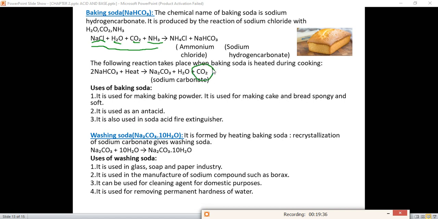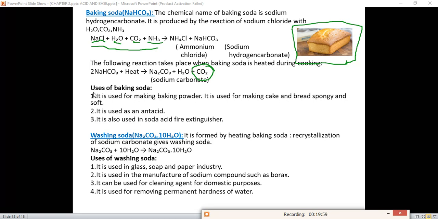Carbon dioxide is released in this process, and this carbon dioxide gas is responsible for making the cakes and the breads fluffy, soft and spongy. Because of the release of the CO2 gas, the breads and the cakes become soft and fluffy. The size of the breads and the cakes increases. It becomes soft and spongy.